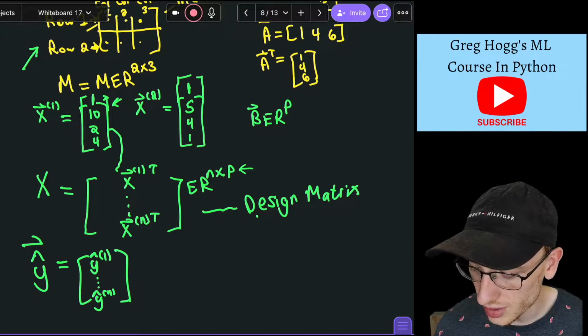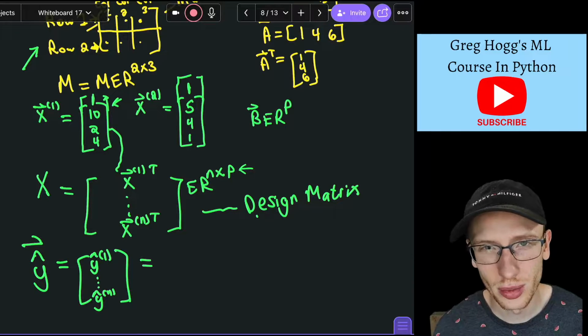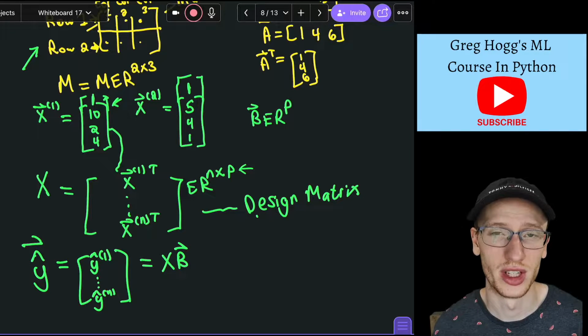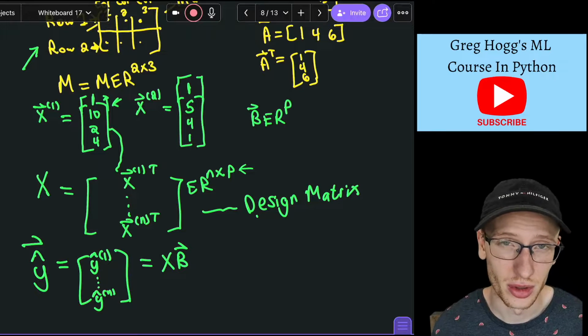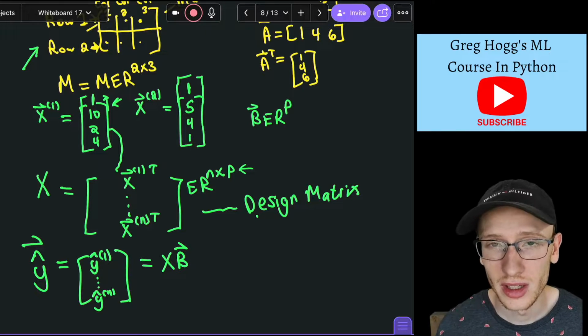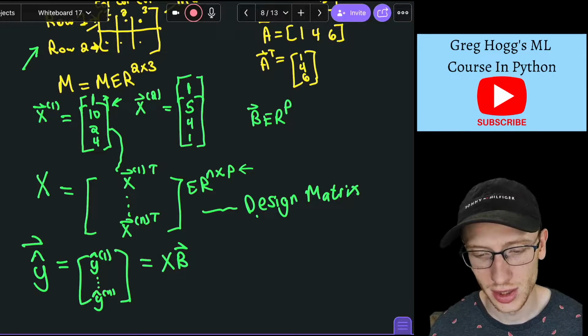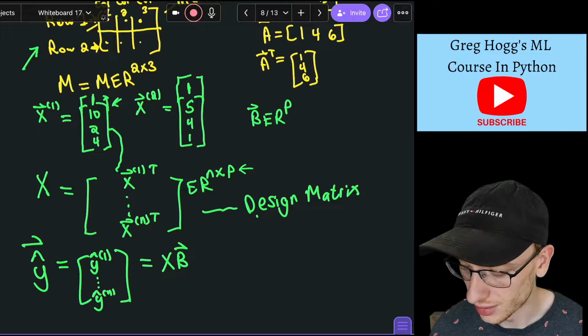So we want these things, and we can do this by just writing down X times beta, which is the mathematical notation for this. And of course, this made no sense to you. X is a matrix, that's our design matrix, and beta is a vector. What I just wrote down is matrix vector multiplication. It's going to make a vector, and we'll see why once we look at what this thing is.